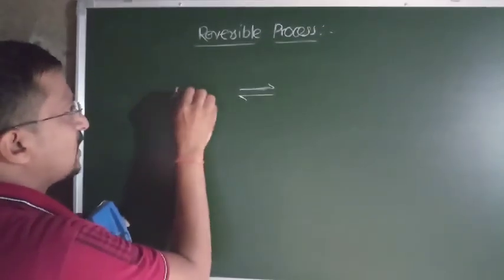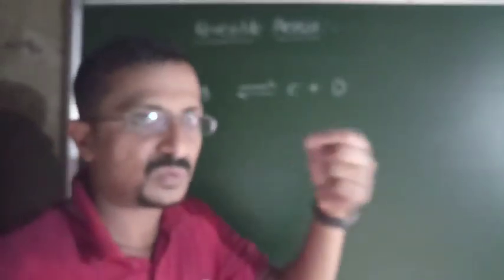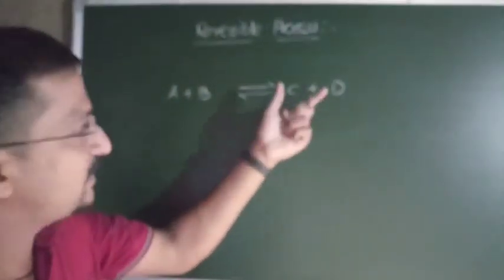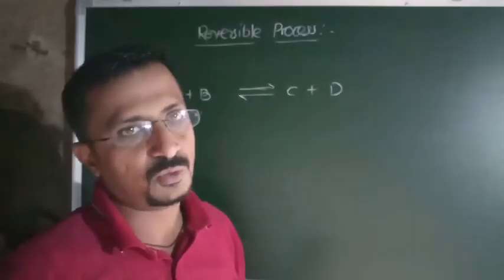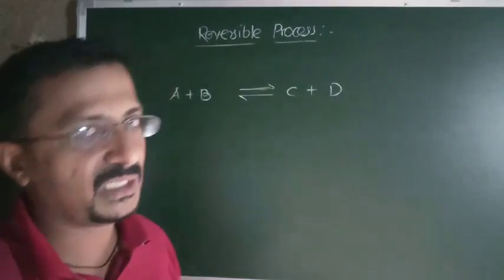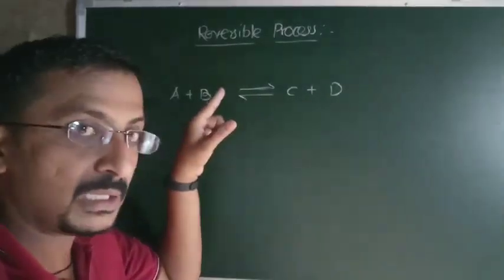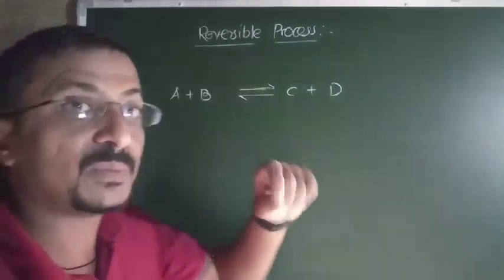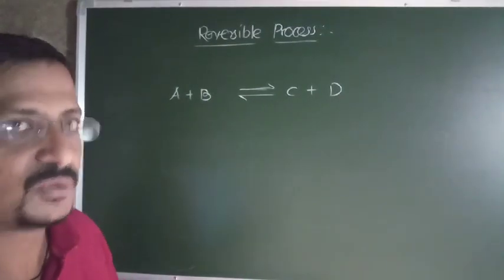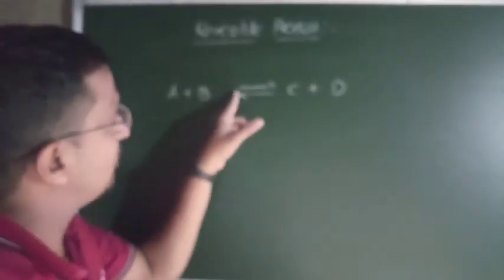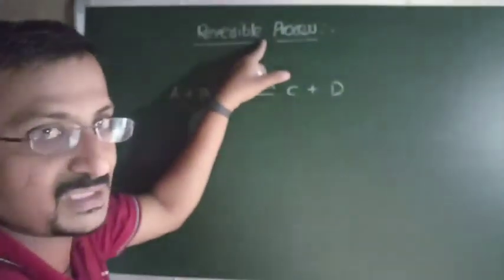If I write A plus B gives C plus D, the meaning is that A and B react with each other to give C and D, and after some time CD combines to form AB. Again after some time an equilibrium is established, that is, forward and backward reactions are in equilibrium. This is called a reversible chemical reaction. But we are going to study reversible process, which is totally different from reversible chemical reactions. One important point to remember: the reversible symbol and reversible process are different. This is a thermodynamic concept.